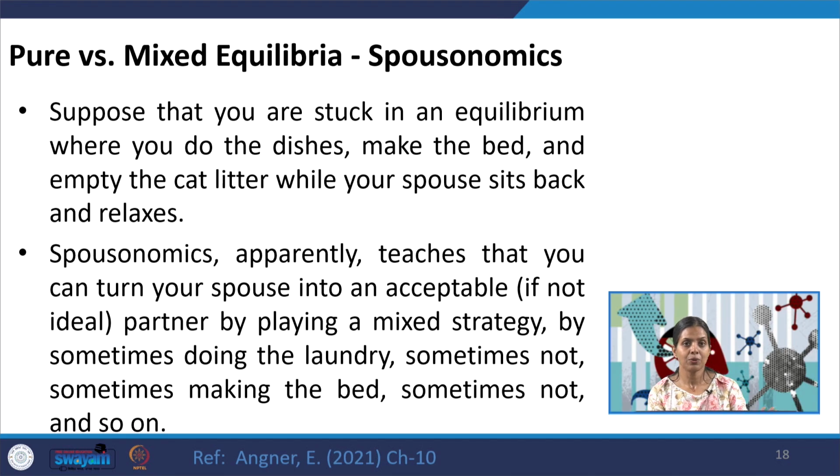So, even though relaxing is the best strategy for you, in pure strategy relaxing gives you the maximum payoff, and it is a pure strategy Nash equilibrium when you just relax and your spouse does everything. But then that leads to a lot of conflict, and in order to avoid that you can always go for a mixed strategy, sometimes doing certain things, so that there is less animosity between you and your spouse.